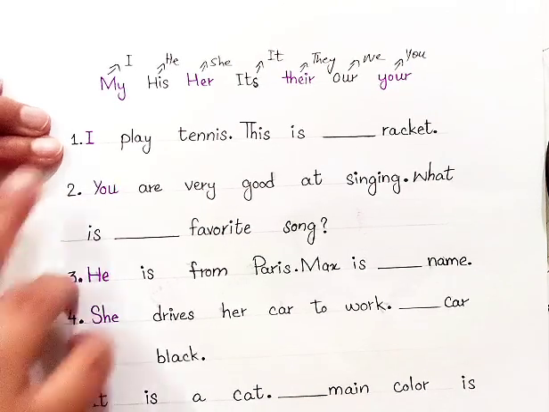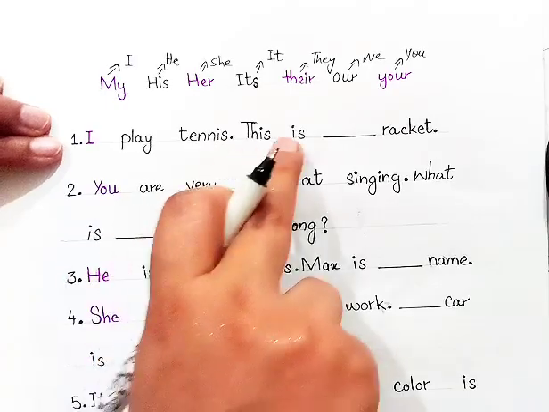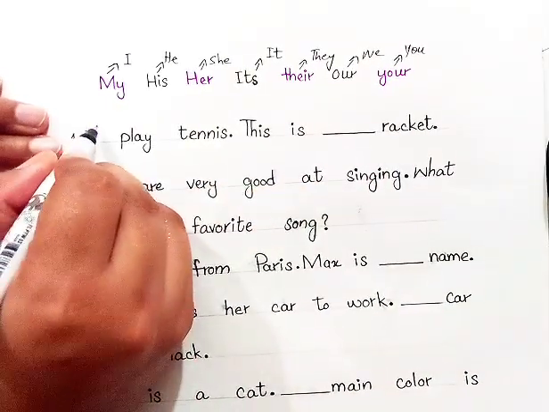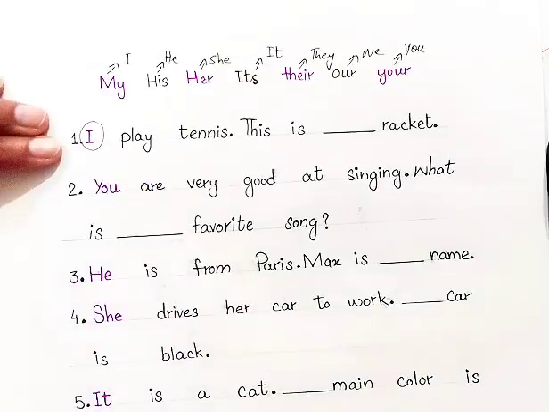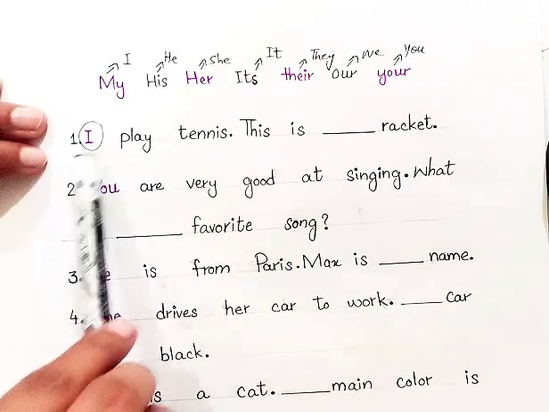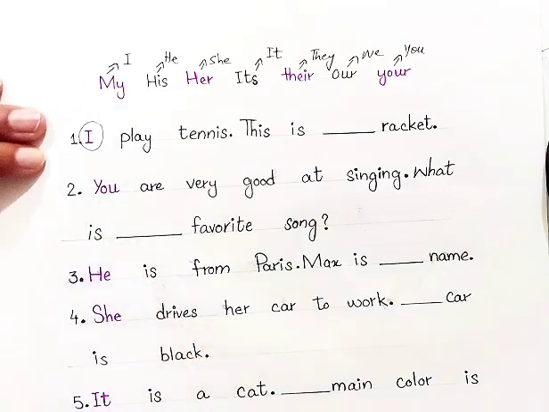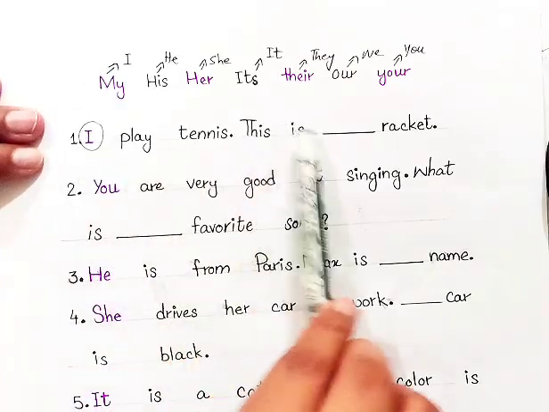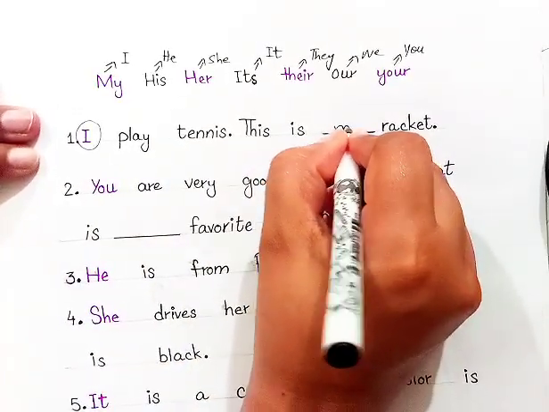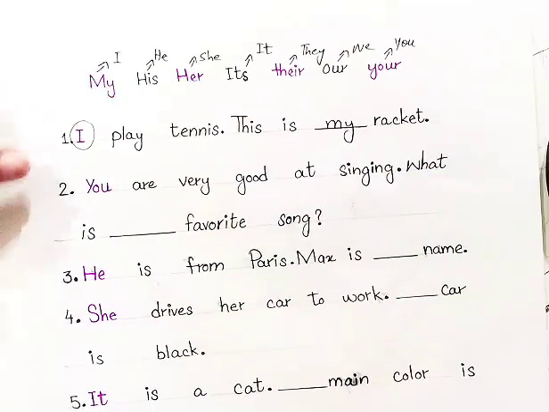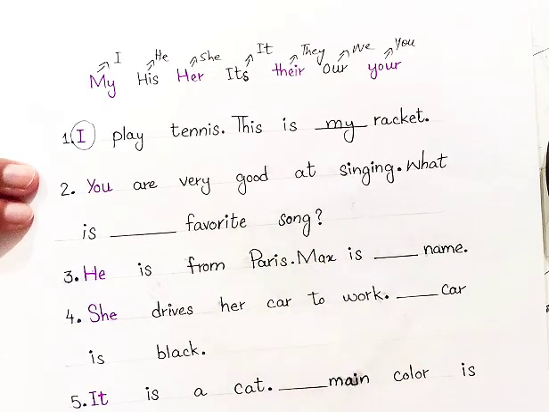First one is I play tennis. This is blank racket. Now the key is here. I will take my. So I play tennis. This is my racket.